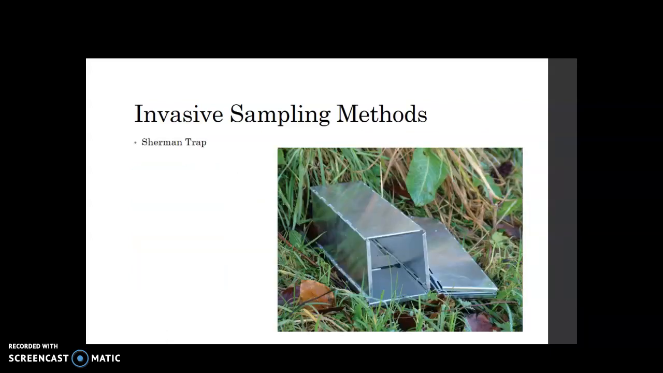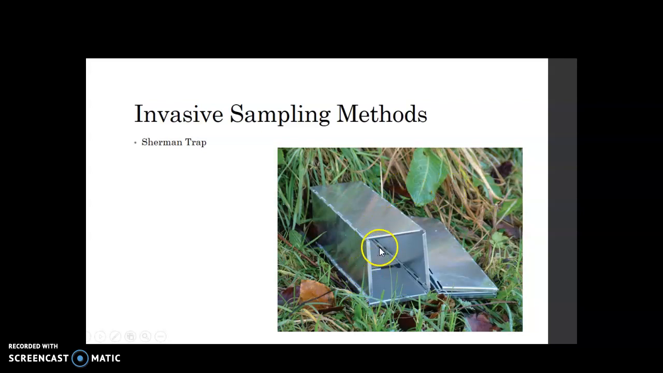This is called a Sherman trap. Same idea as the cage trap. It's just on a very small scale. So they fold up like you can see here in the picture. You can put them in a backpack. With these, you usually are setting what we call an array, quite a few of them at once.